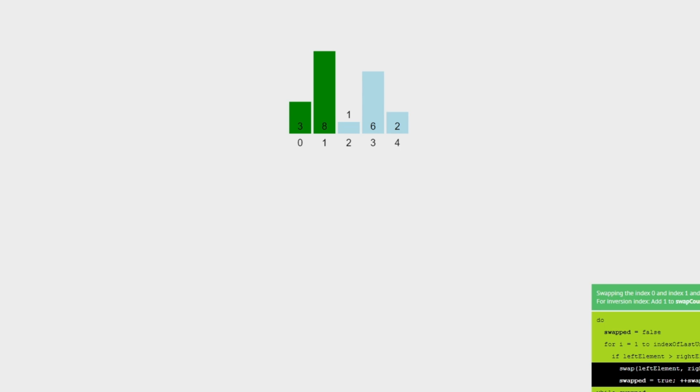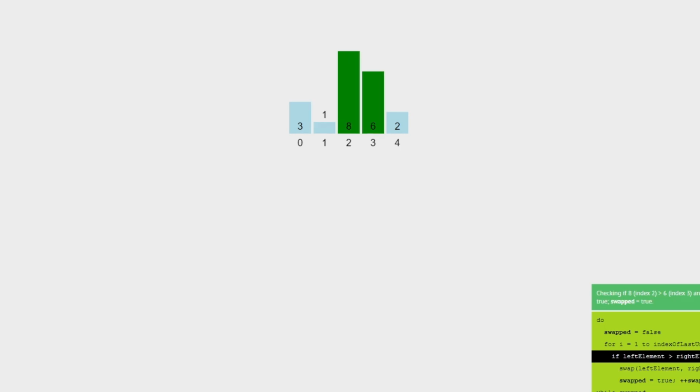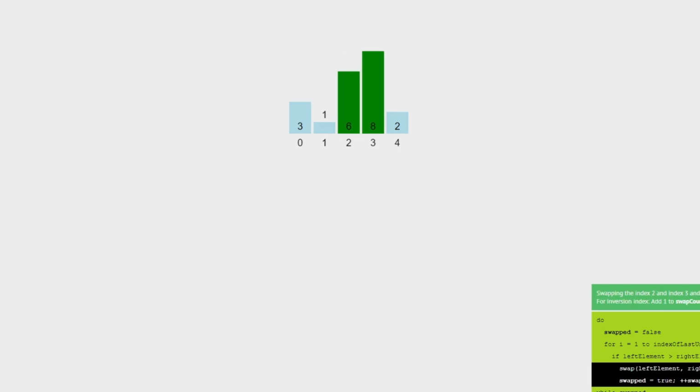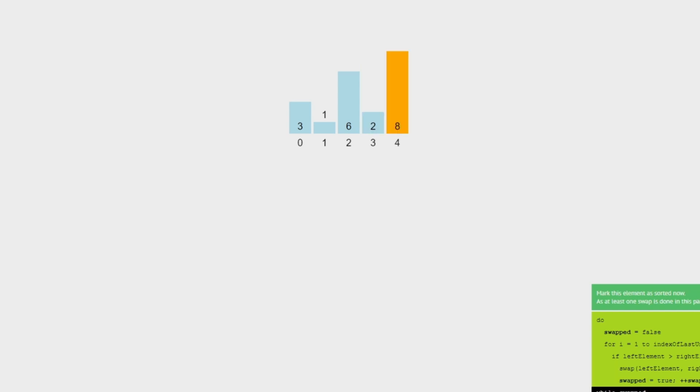The first thing we do is we compare 8 and 3. 8 is greater, so we swap them. Then we compare 8 and 1 and swap them, then 8 and 6, and then 8 and 2. The largest number 8 has now moved all the way to the end. That position is now considered sorted.